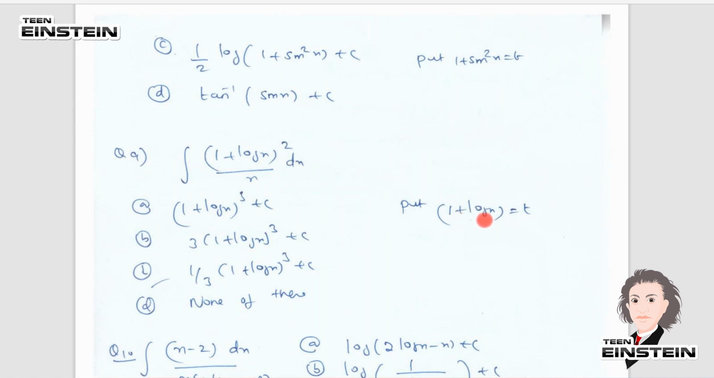And 1 plus log x, I have taken 1 plus log x is equal to t, so this term becomes t square. So you'll be getting t square and dx by x is dt. So what you'll get is integral t square dt. What is integral t square dt? It is t cube by 3 plus constant of integration. What is t? t is 1 plus log x. So we get 1 plus log x whole cube by 3 plus constant of integration. Option C is correct.